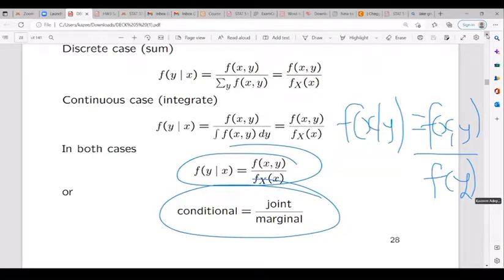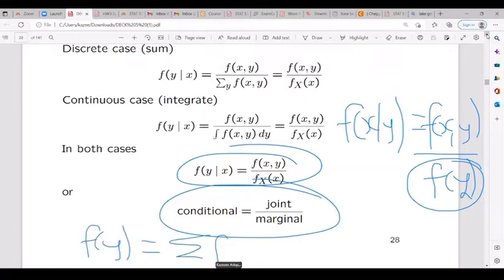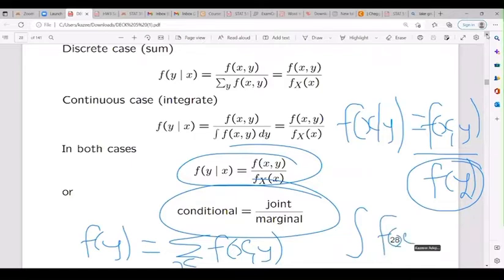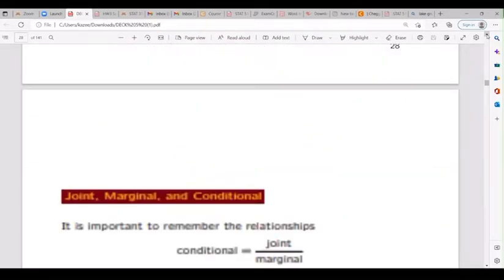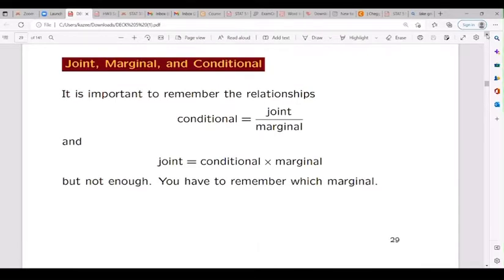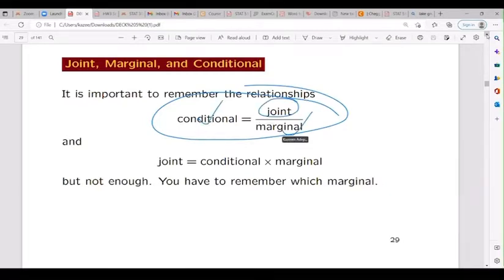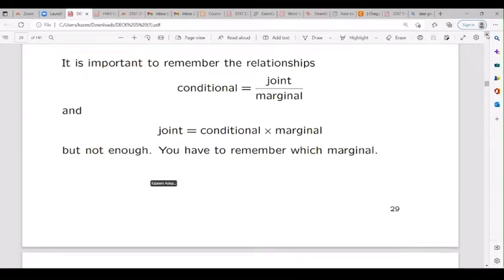The way we get f of y for discrete is the sum of f of xy, summing over the range of x. For continuous, it is the integral of f of xy dx over the range of x. So don't forget about that. If conditional equals joint divided by marginal, then if I want to find the joint, the joint is going to be this multiplied by that. That's easy, right?